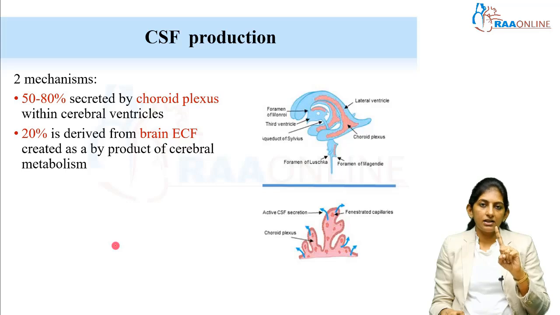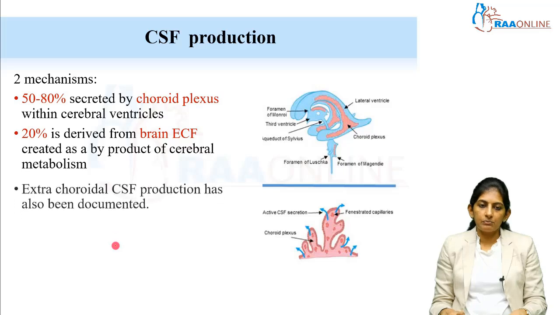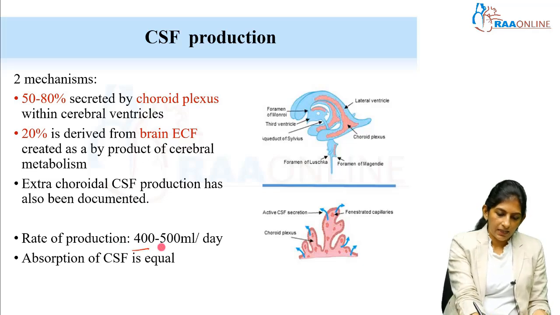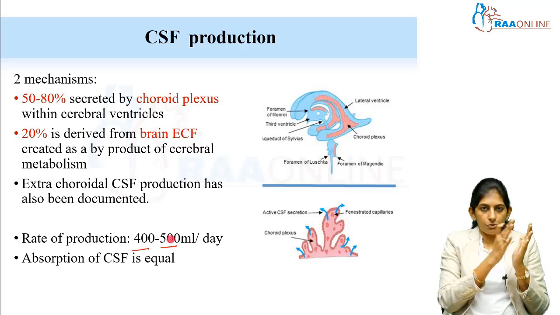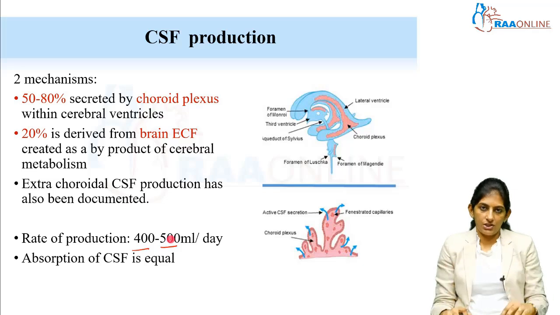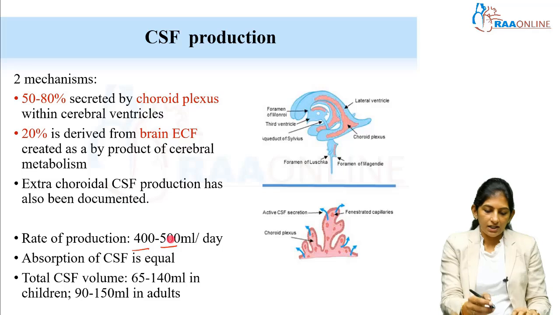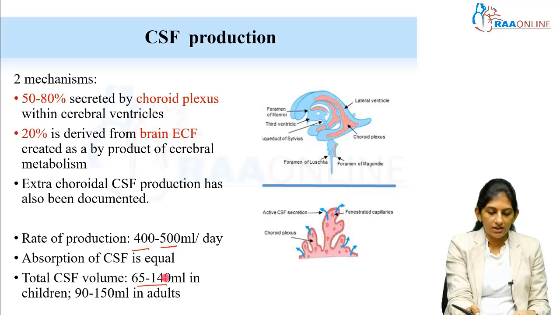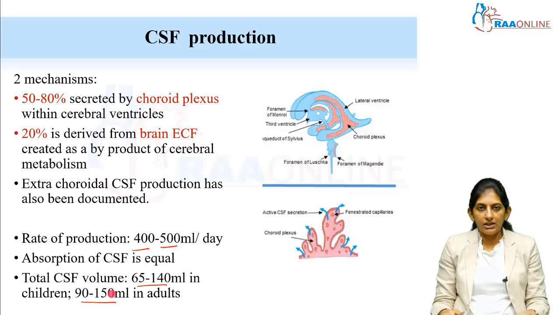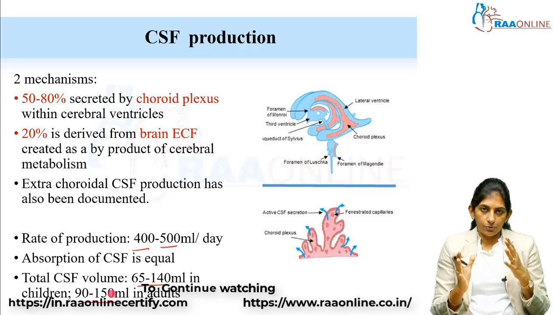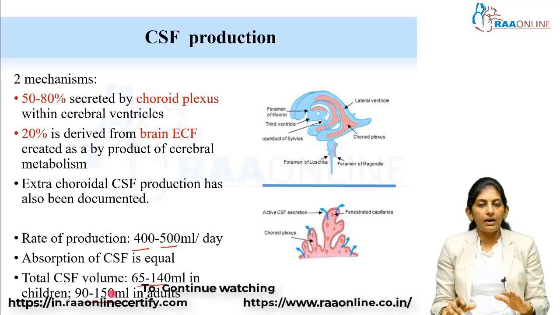So, understand that CSF can be produced in two ways. One is by secretion inside the ventricles, that is by the choroid plexus. Another is by the brain ECF, extracellular fluid, right? So, how much is produced? Every day 500 ml is getting produced, and every day production and absorption are equal. There is not much of a change, right? So, the total CSF volume for a child will be around 65 to 140 ml. For an adult, it will be a maximum of 150 ml. So this is almost constant, right? However much is produced, the absorption will also be proportional to it.